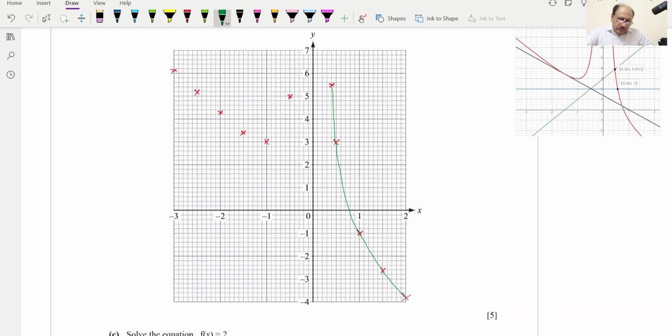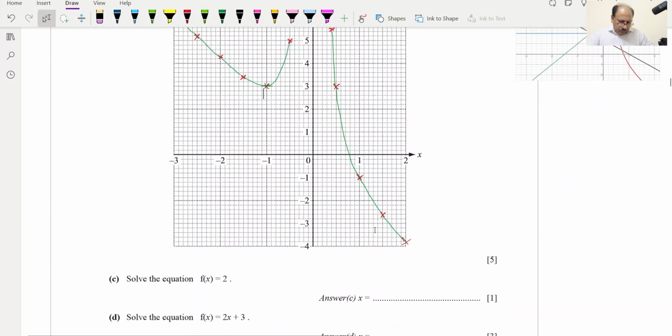Now we can move to this other section also, and for this one we can draw a smoother curve like this, and it will be bending from here, and we can redraw this section. Okay, so this is basically the curve which we are looking for. Now this is almost done, and after sketching, what we have to do is solve the equation f of x is equal to 2.